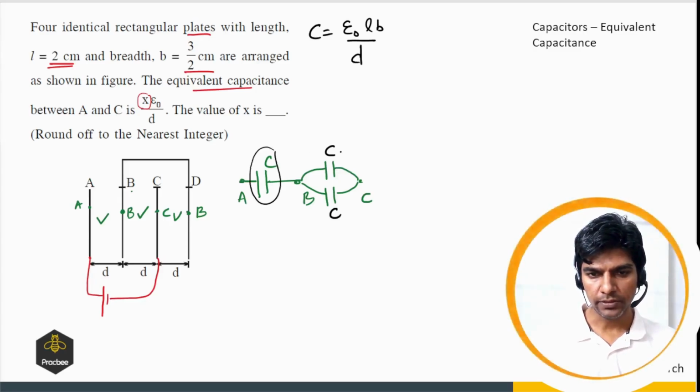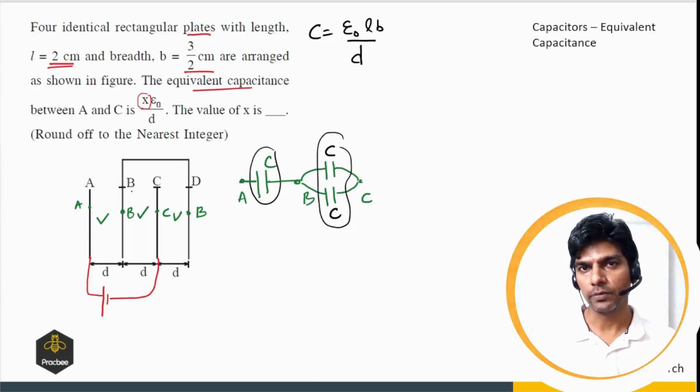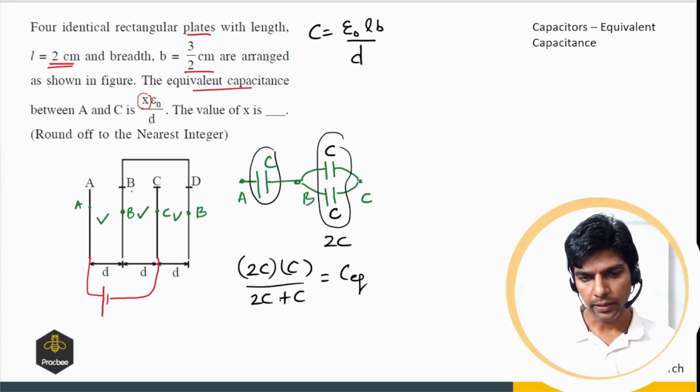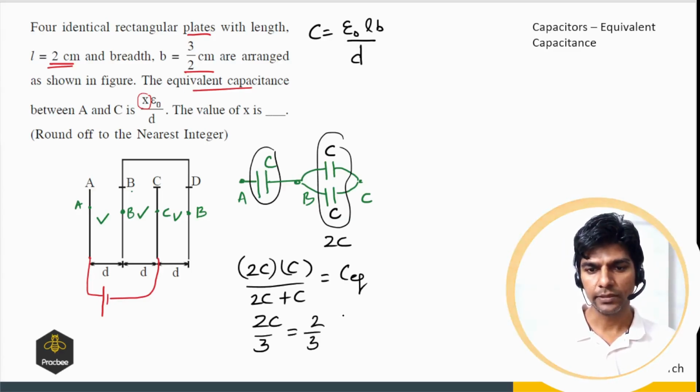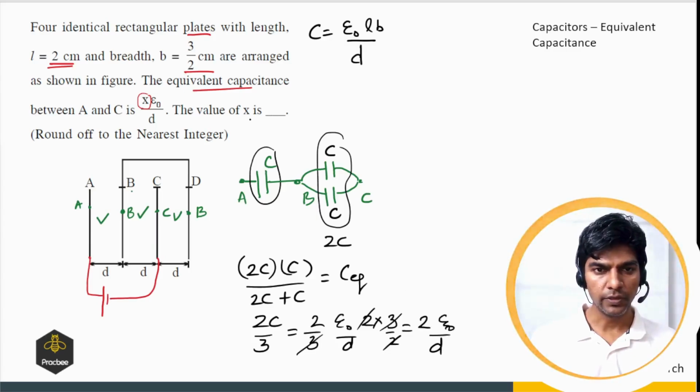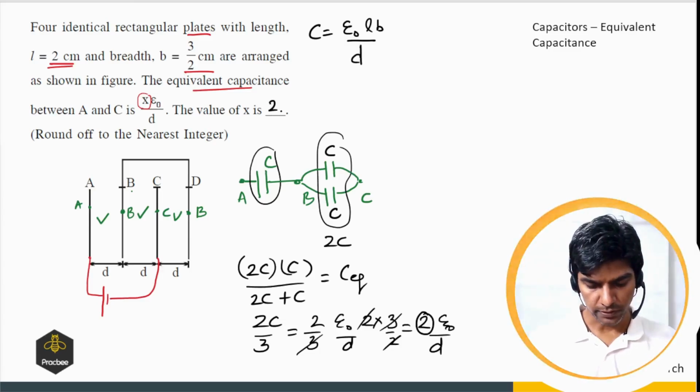Now this capacitor is in series with the combination of these 2 parallel capacitors. So this will be 2C. So we can say 2C times C by 2C plus C will be C equivalent, and it comes out to be 2C by 3. And C is epsilon naught times LB by D. L is 2 and B is 3 by 2. So it comes out to be 2 times epsilon naught by d. So we can say X is 2. So the answer will be 2 in this case.